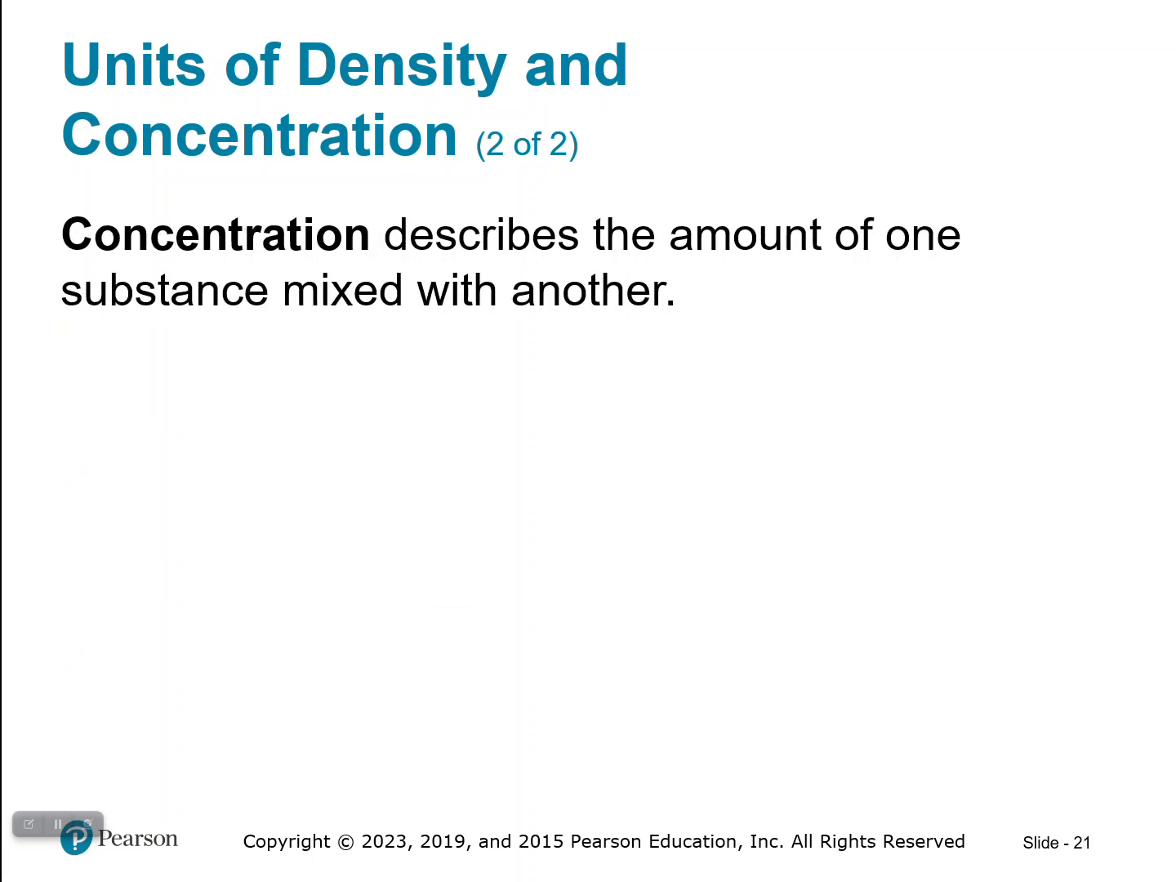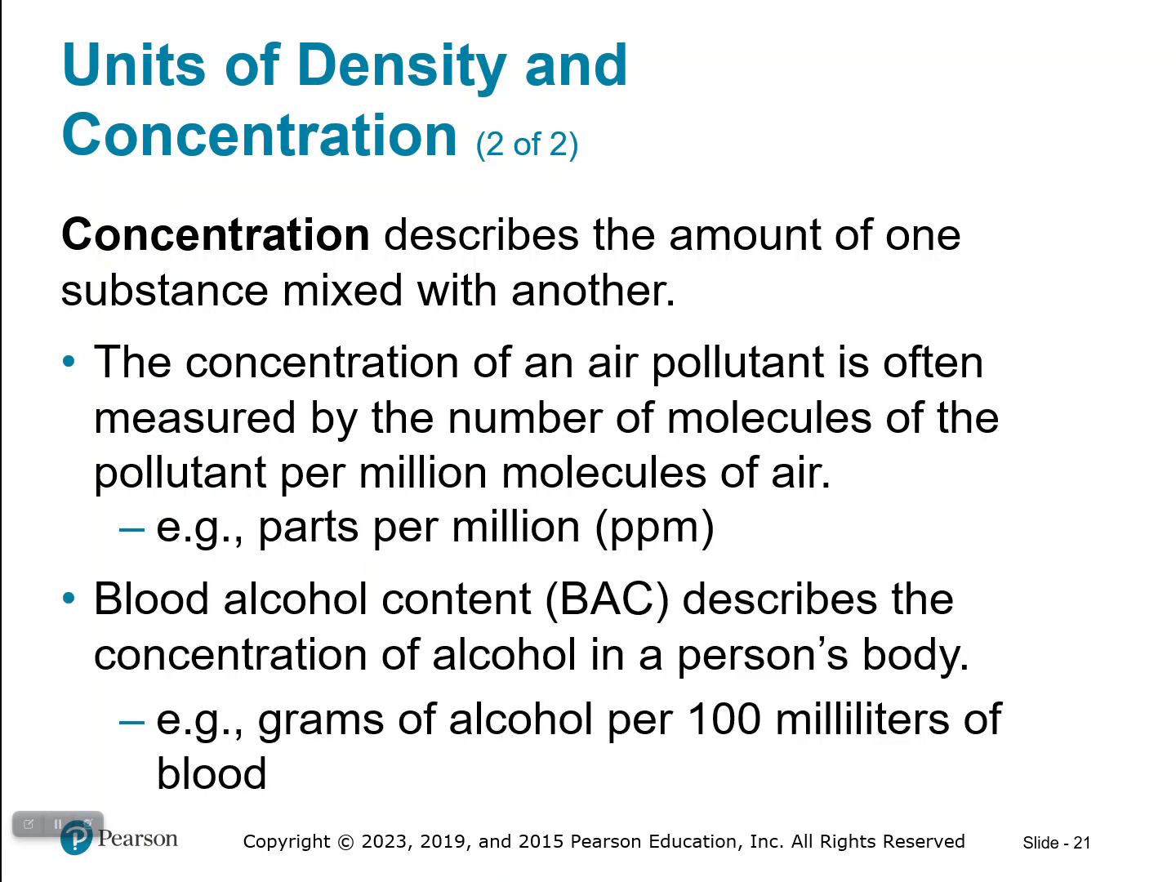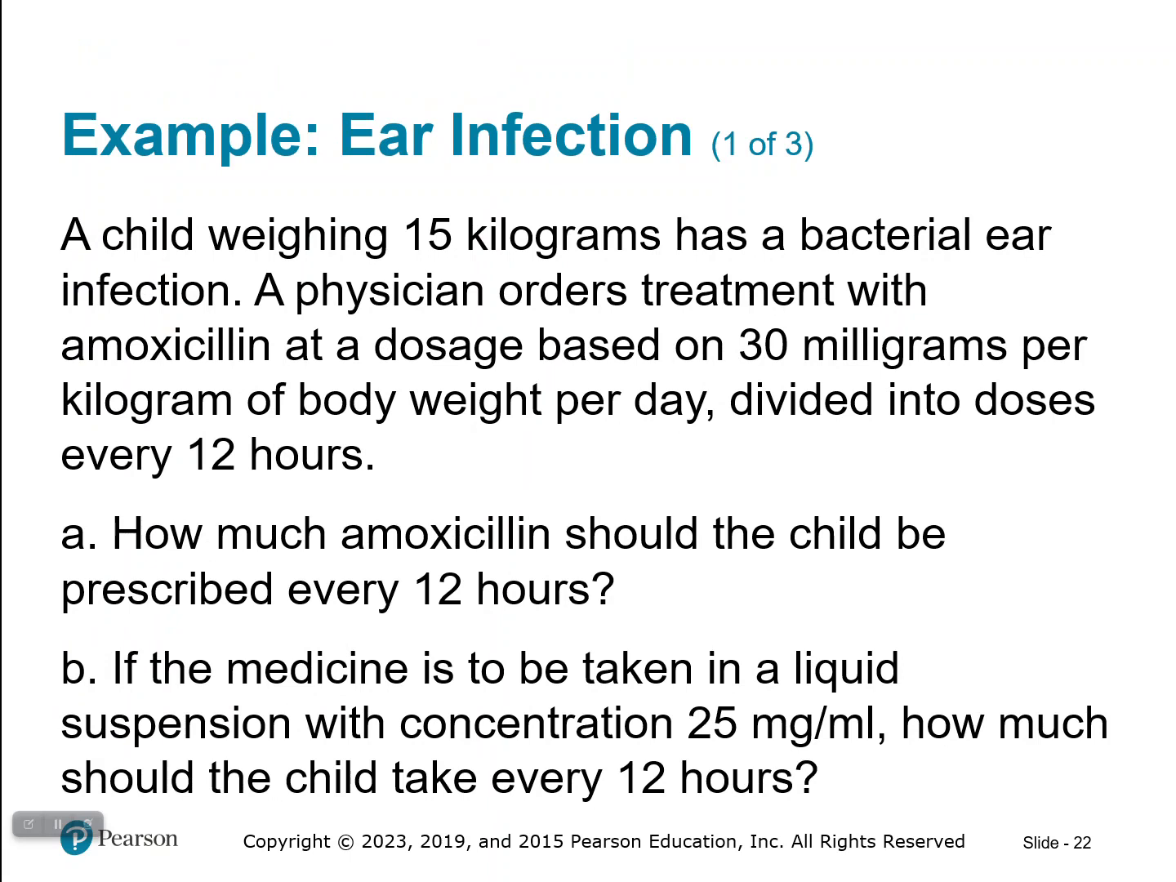Concentration, on the other hand, describes the amount of one substance mixed in with another. Concentration of an air pollutant is often measured by parts per million, whereas blood alcohol content is the number of grams of alcohol per 100 milliliters of blood. Right? So what's the concentration? Not the density, but the concentration. Let's look at our last example.